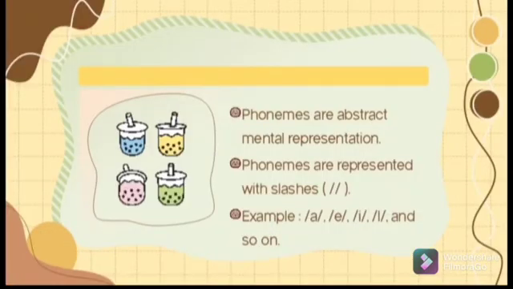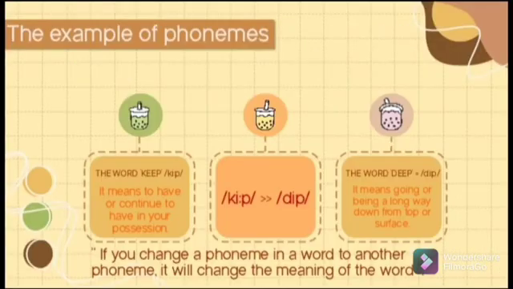Phonemes are abstract mental representations. It is already stored in the mind, but we don't pronounce it yet. Here is an example of phonemes. The word keep contains three phonemes. They are k, i, and p.